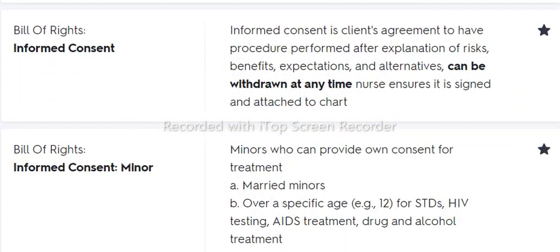Bill of Rights. Informed consent. Informed consent is the client's agreement to have a procedure performed after explanation of risks, benefits, expectations, and alternatives. It can be withdrawn at any time. The nurse ensures it is signed and attached to the chart.